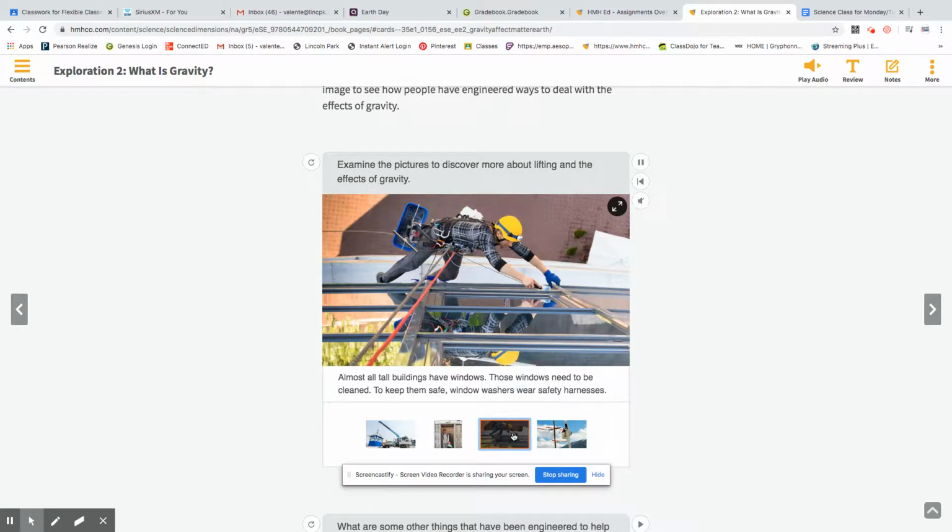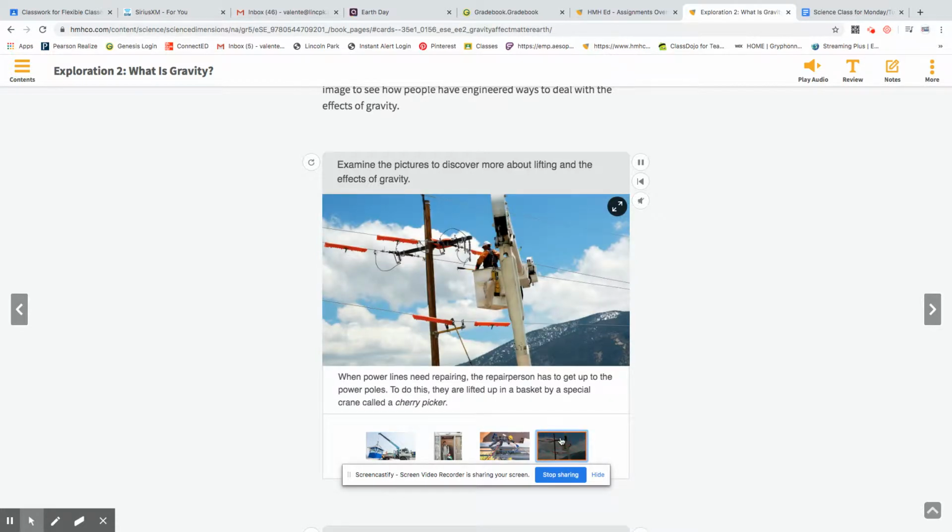Almost all tall buildings have windows. Those windows need to be cleaned. To keep them safe, window washers wear safety harnesses. So the harness helps him fight gravity. When power lines need repairing, the repair person has to get to the power poles. To do this, they are lifted in a basket by a special crane called a cherry picker. Again, this cherry picker is fighting gravity.